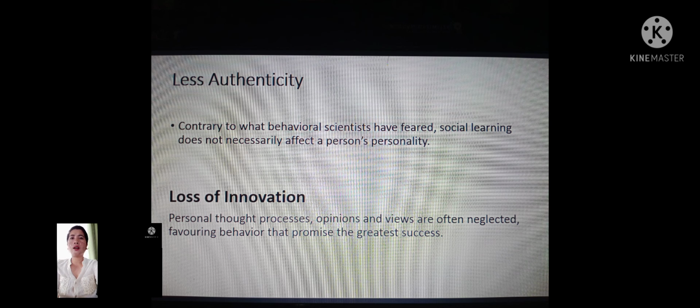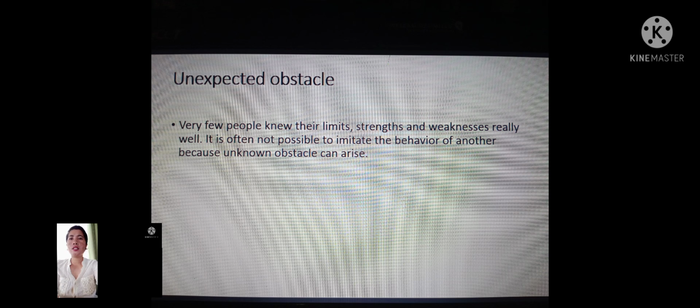This is the third disadvantage of social learning. We have the loss of innovation. So personal thoughts, process opinions and views are often neglected, favoring behavior that promises the greatest success. However, since new and unconventional ideas bring progress and innovation, this learning technique should not be used too much.